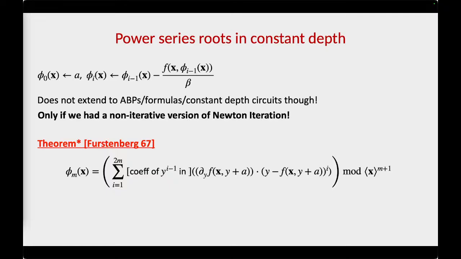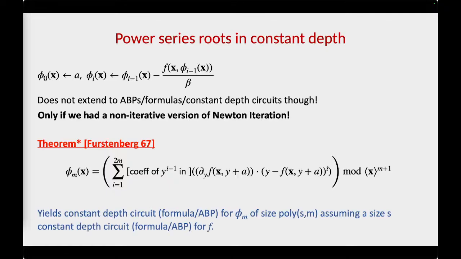Other questions? Okay, all right. So this gives us a small constant depth circuit for phi m if f had a small constant depth circuit. So you prove the correctness of this by just plugging it into the top line, or? To prove the correctness of this, yeah, we can verify this step by step. Yes. Other questions?